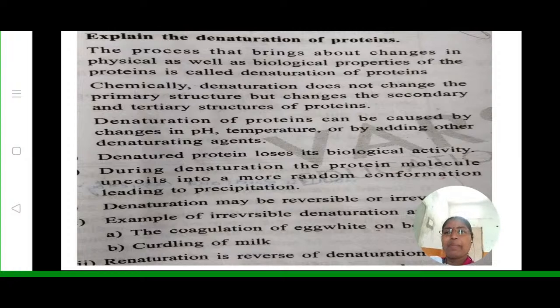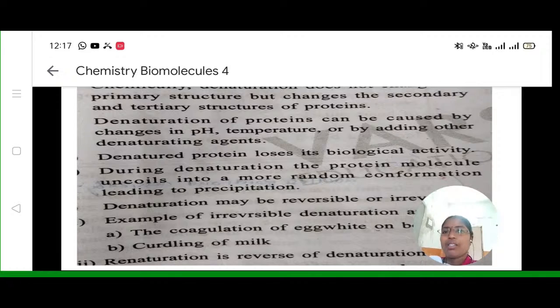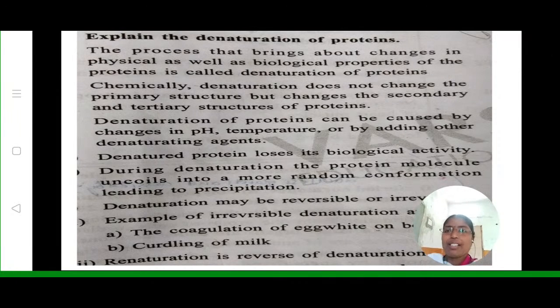Next, explain the denaturation of proteins. The process that brings about changes in the physical as well as biological properties of proteins is called denaturation of proteins. Okay, so that is denaturation of proteins.